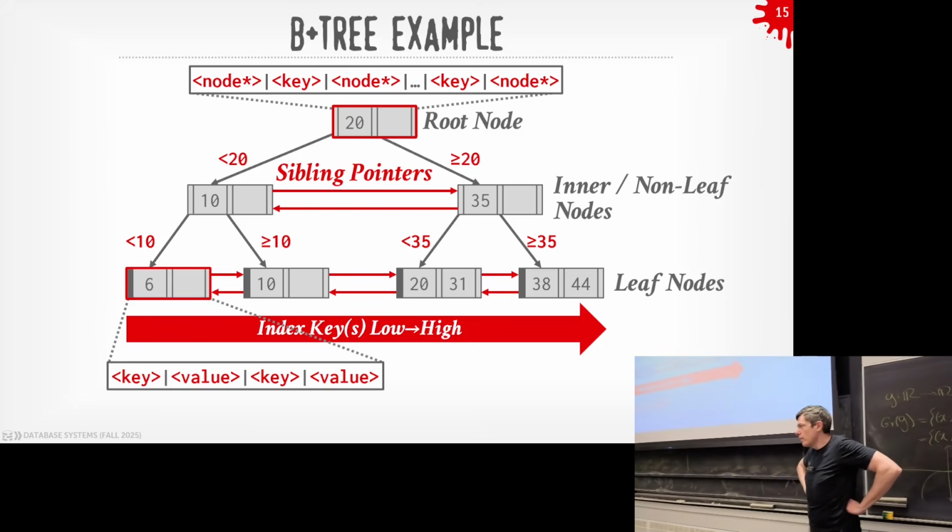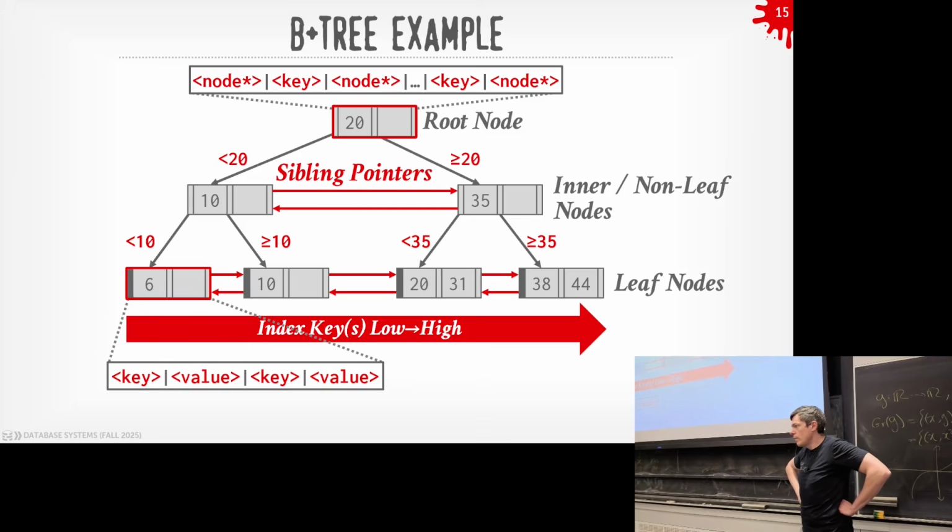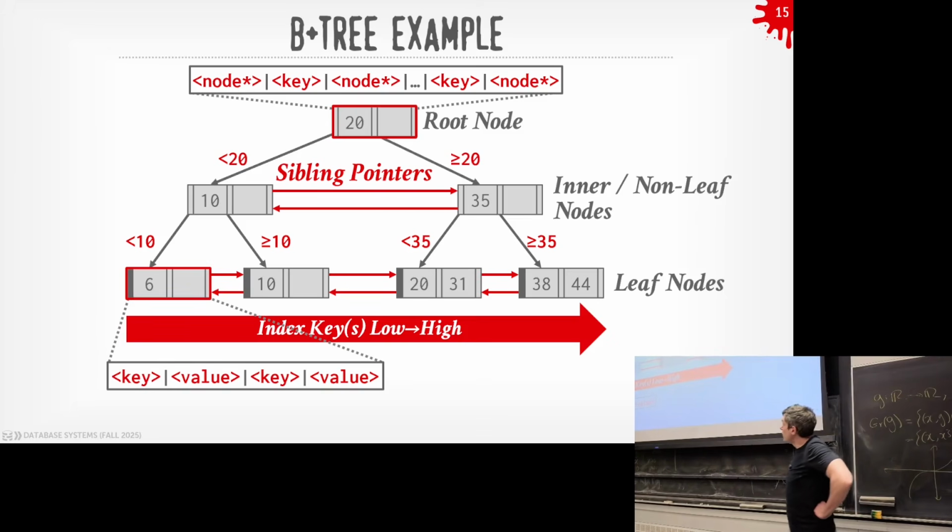The question is, for range queries, you don't see why you would need sibling pointers in leaf nodes. You'll need them for splits and merges. But once you reach the bottom, if you're just reading, you never have to go back up.